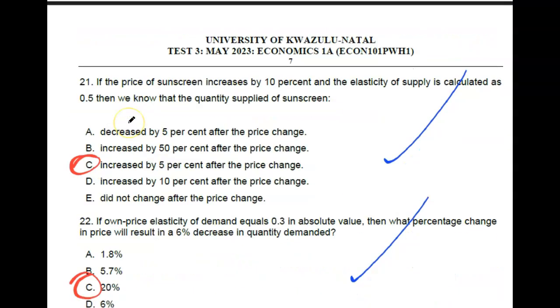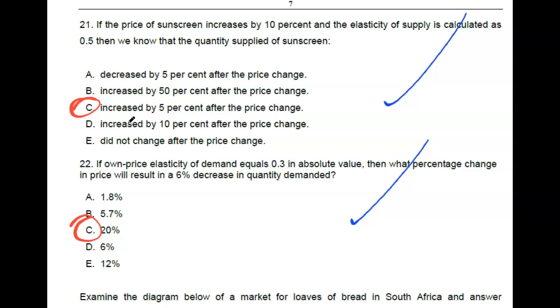So it's inelastic. If the price of sunscreen increases by 10 and elasticity of supply is 0.5, what you want to do with this is obviously solve for X. So you know the elasticity calculation, the answer will be 0.5. Now, always it will be the percent. I did a video on how to calculate elasticity, so if this is confusing, watch it.